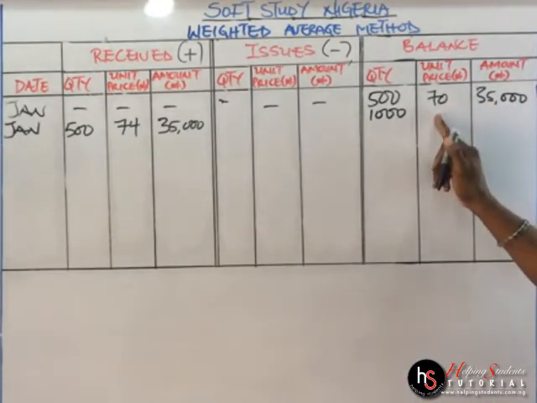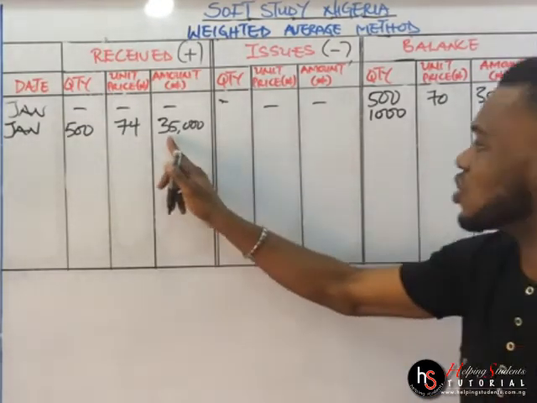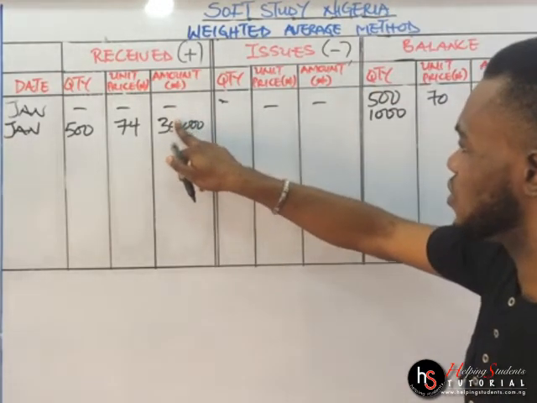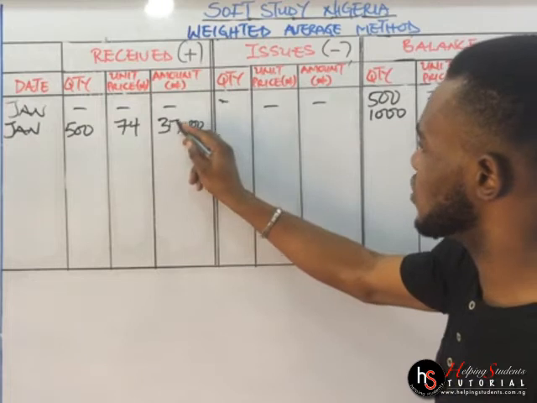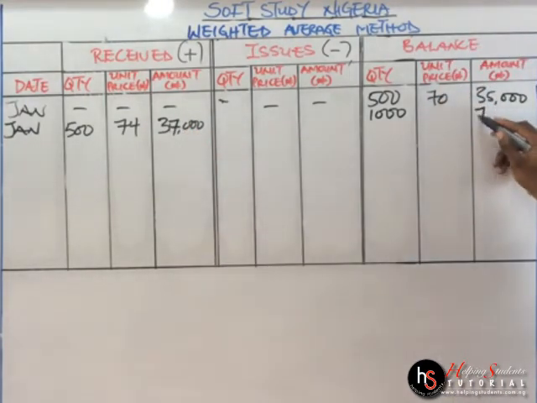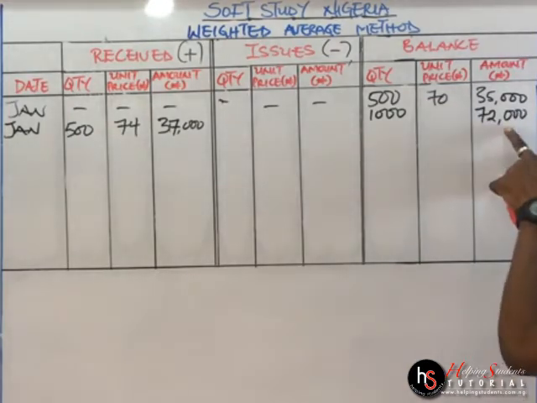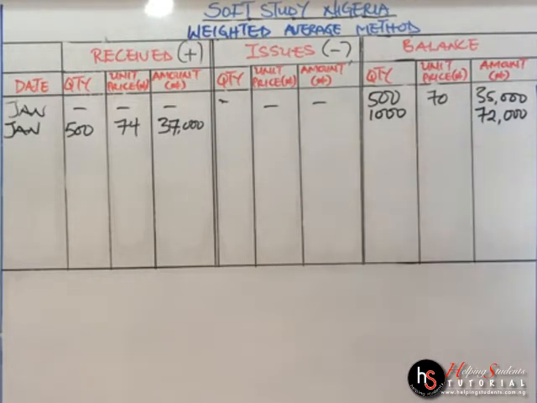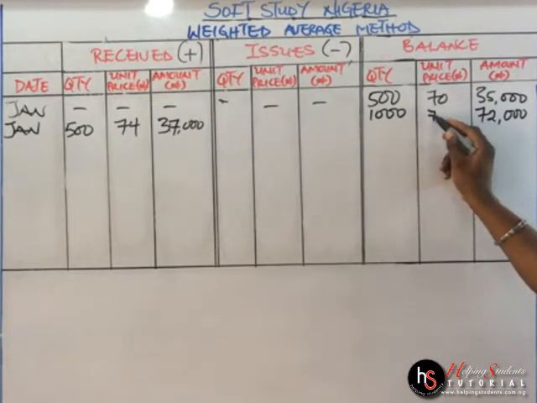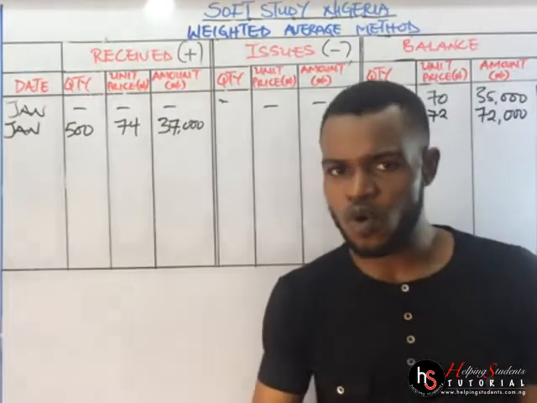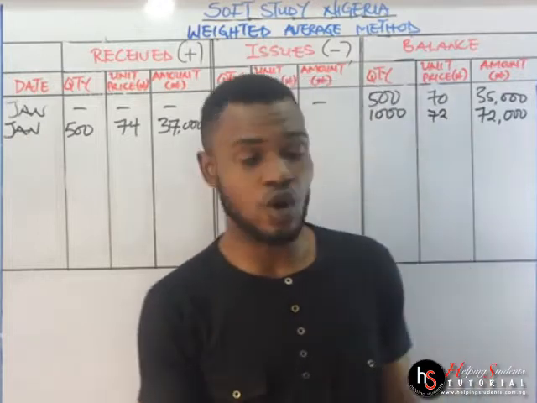We got 1,000 here, leave it the way it is. So 37,000 plus 35,000 gives us what? 72,000. All right, so 72,000 divided by 1,000 will give us 72. So here we have 72. Take note, I believe you watched the FIFO and the LIFO very well, so you understand what I'm doing here.